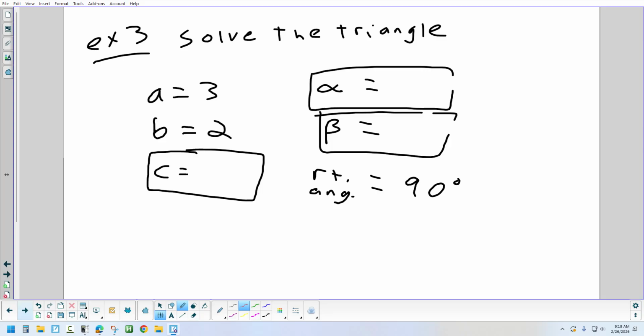What do you want to try to find first? C? C. Alpha or beta? C. C? Okay, so let's find C. How could we find C? Pythagorean. Right, we could use Pythagorean theorem. How come I'm okay with it this time, but I wasn't okay with Pythagorean theorem last time? Both the legs are given to us. Right. So when you use Pythagorean theorem, you're not filling in something you found. You're filling in what they gave you. So that's fine.